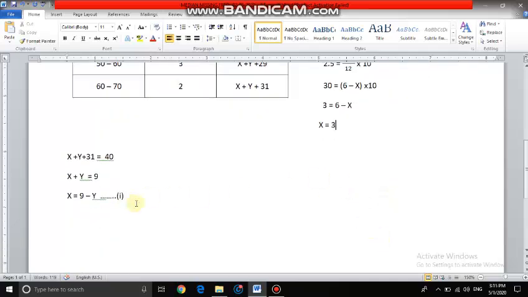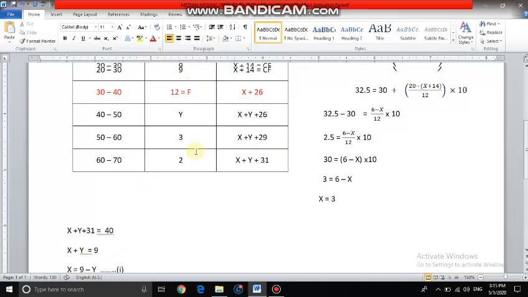If x value is 3, so from here, I am substituting x value as 3. So 3 equals to 9 minus y. So if you want y value, then you bring y on the left side, y equals to 9 minus 3. So hence y equals to 9 minus 3 is 6. We got the missing frequencies. That's just simple equations to solve.